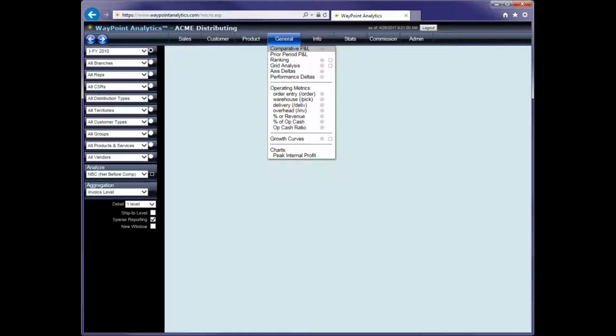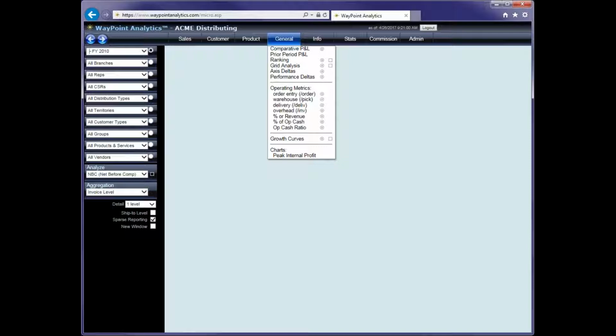So if you can see my screen right now, I have Acme Distributing up, which is our sample customer. I'm going to just set the scope of the time for 1 year, and I'm going to start by showcasing the comparative P&L.